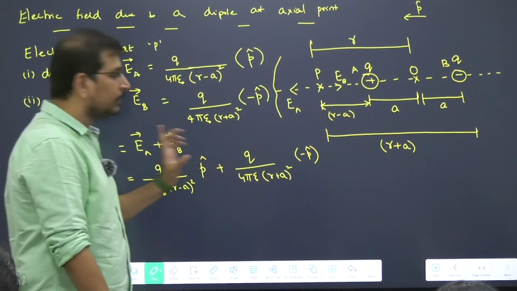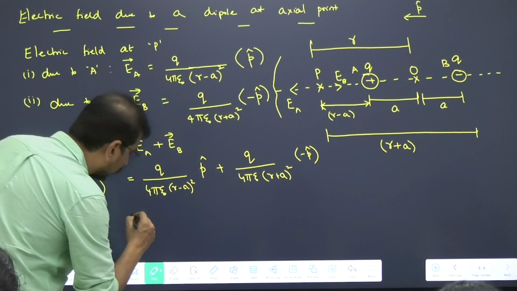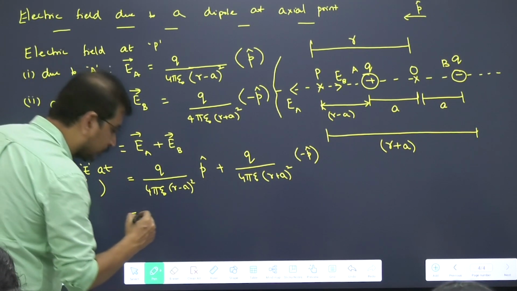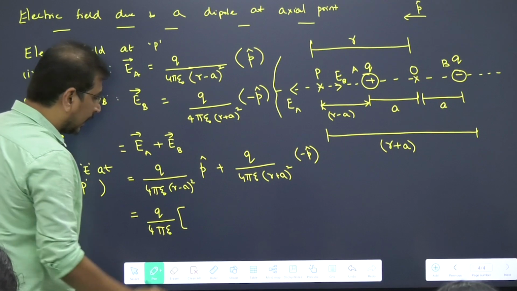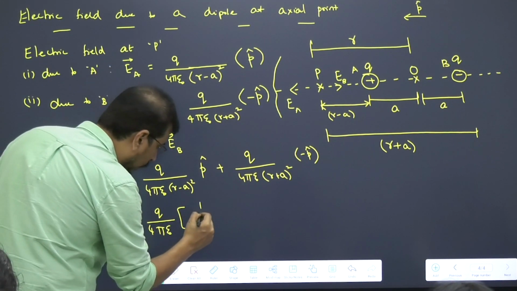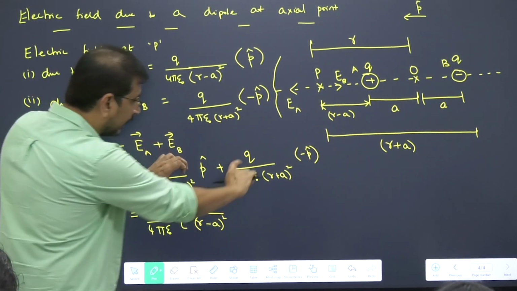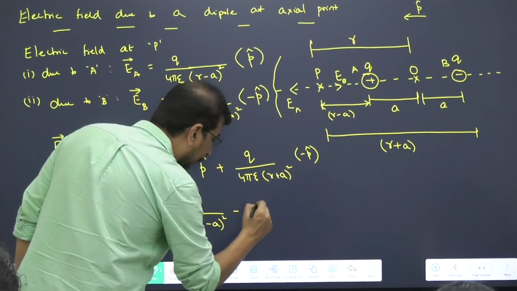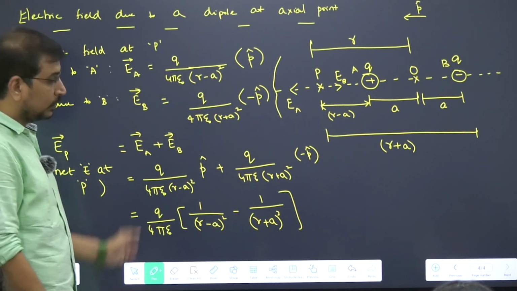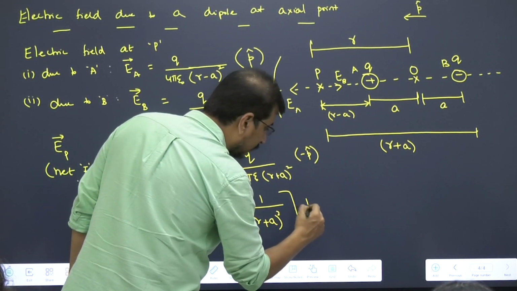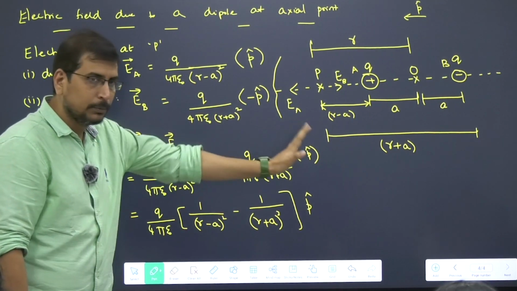Right? Now I'll bring this minus outside for the mathematical operation so that I can take out P cap common. So can I take this Q by 4 pi epsilon naught outside? So Q divided by 4 pi epsilon naught if I take outside, I am left with 1 divided by r minus a the whole square inside due to this, and due to this I am left with minus 1 divided by r plus a the whole square. So what is going to be the common thing? It will be P cap, because I took the minus sign inside and took P cap outside. I hope it is clear.